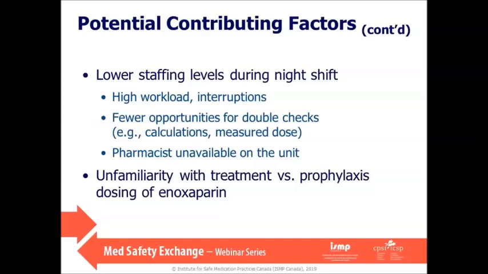Also, no pharmacist available on the unit overnight. Currently, pharmacist hours are 8 to 2000, although someone's available on call 24/7. And also unfamiliarity with the treatment doses versus the prophylaxis dosing of enoxaparin. Our staff are very familiar with VTE prophylaxis. We've had it in place for years. All of our patients receive enoxaparin 30 or 40 milligrams, generally unless they have a contraindication, and those are supplied as unit dose.